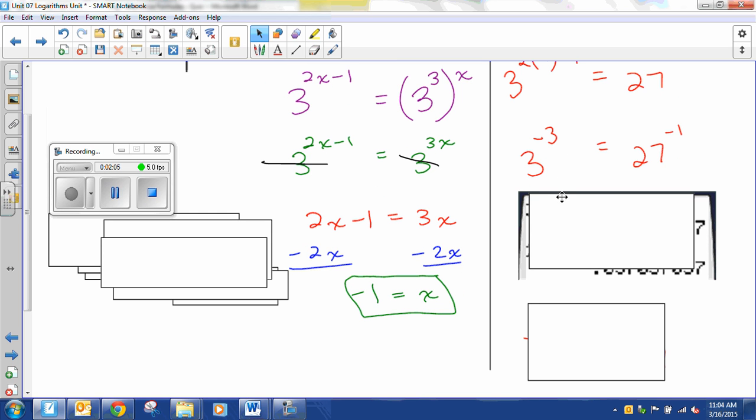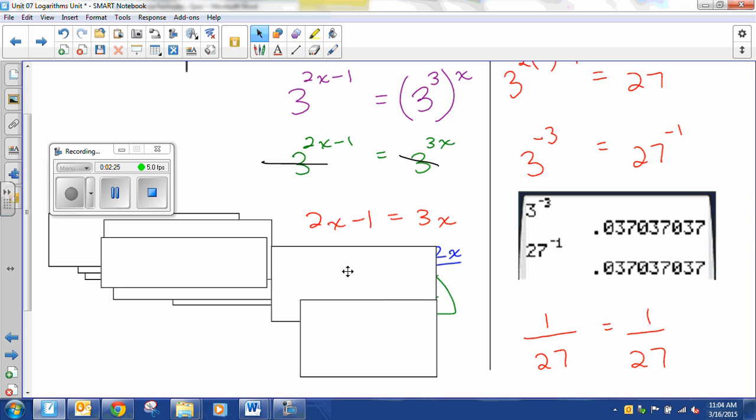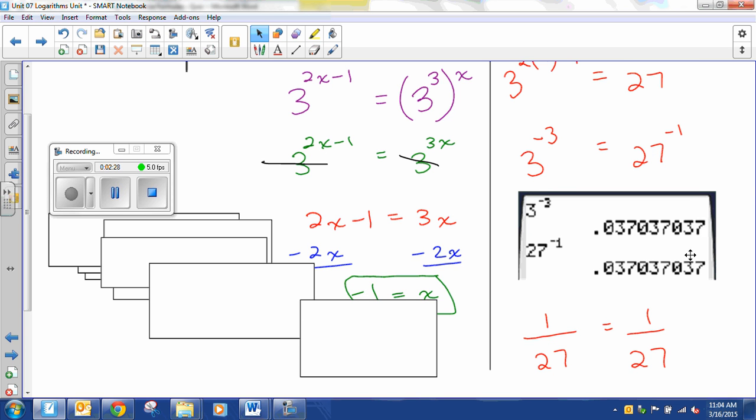Now, if you remember, negative exponents means to reciprocate and then change the exponent to the positive. We end up with 1 over 27 equals 1 over 27. Now, if you're not so good at that, you can always just plug it in the calculator to show that we have a match.